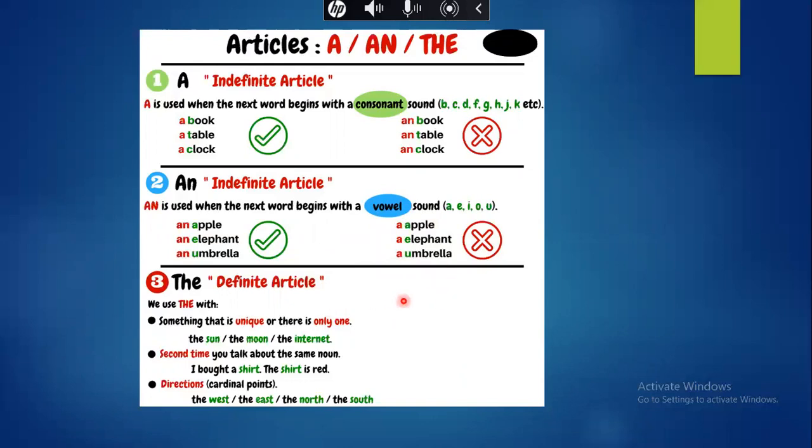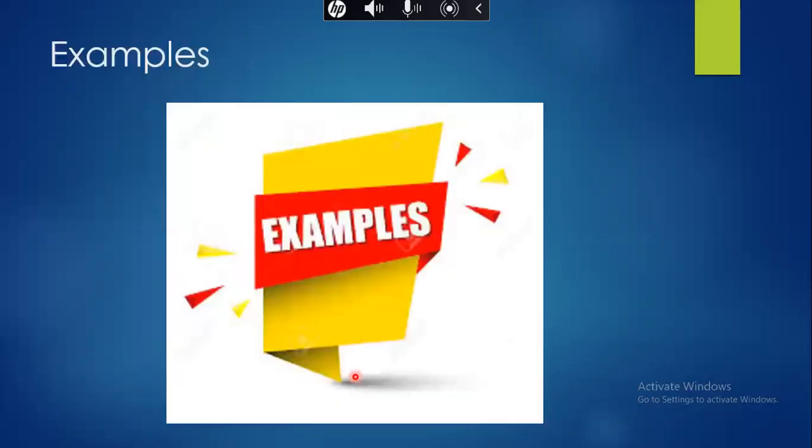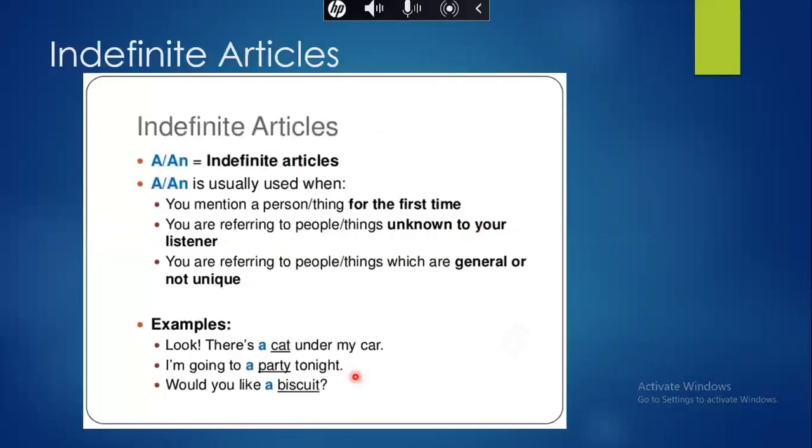Well, definite articles come with unique things like the sun, the moon, the internet, or sometimes when you talk a second time about the noun, like a shirt, the shirt is red. Or when we're talking about directions: the west, the east, the north, and the south. Now let's come to the examples.